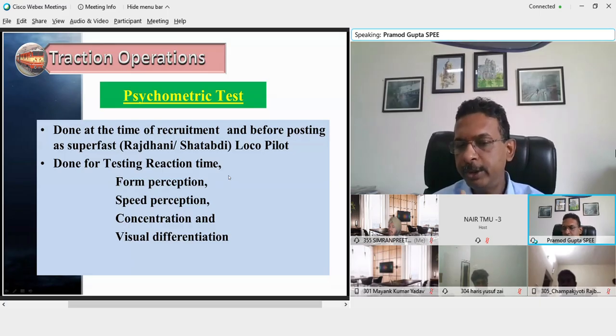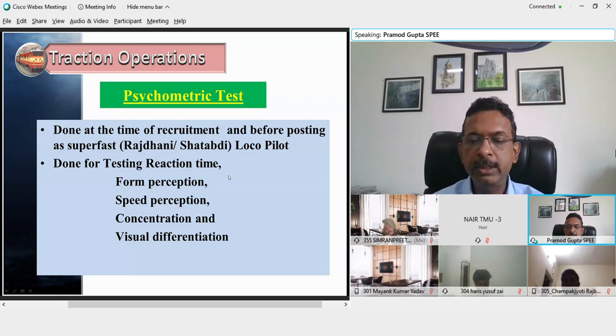The third test which he is supposed to undergo is related to perception of speed. He does not have the speedometer in front of him when he undergoes his test.